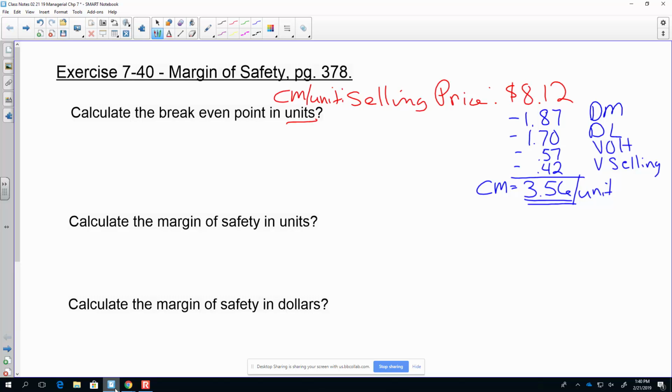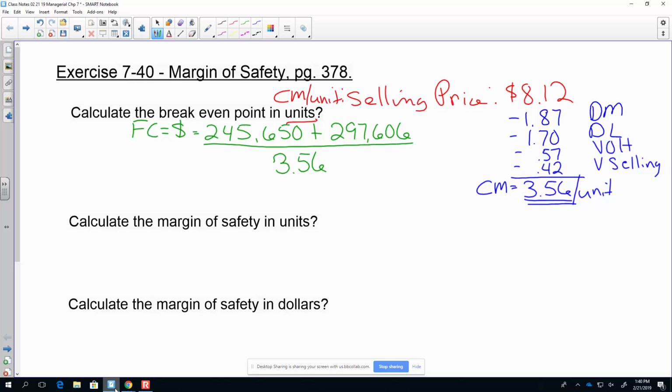manufacturing plus administration. So I'm going to make that over here. So we have fixed cost on top, both admin and fixed manufacturing. 245,650 plus 297,606. We're going to divide by our 356.